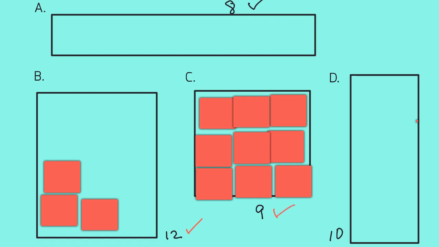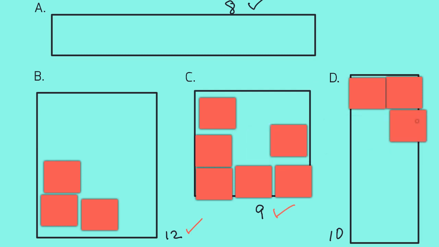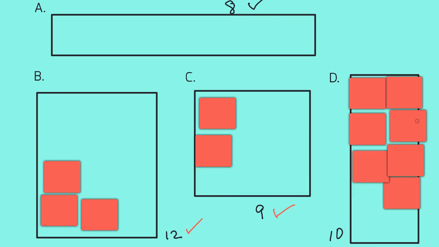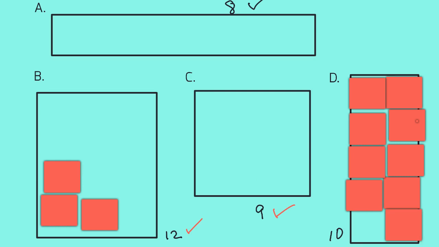All right, so rectangle D. We said we thought it would be 10. Go 1, 2, 3, 4, 5, 6, 7. Getting a little sloppy here. 8, 9, 10. That's pretty close as well. So we estimated 10, we got 10 in there.